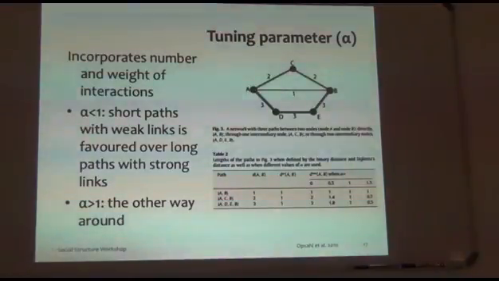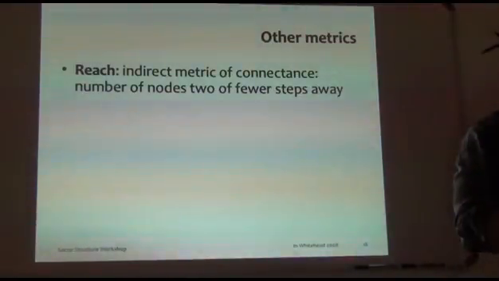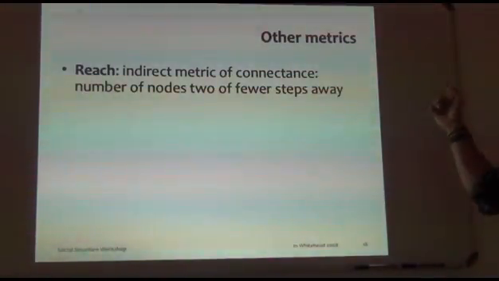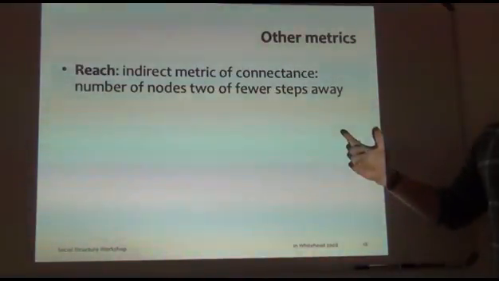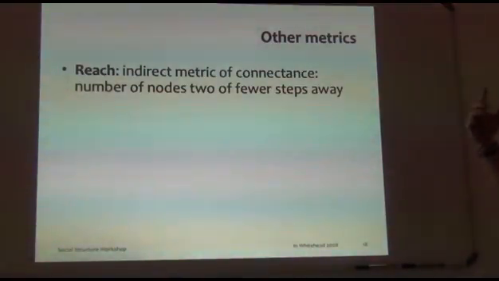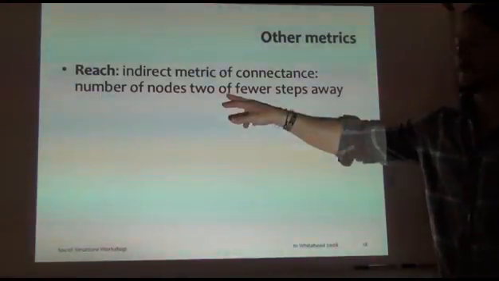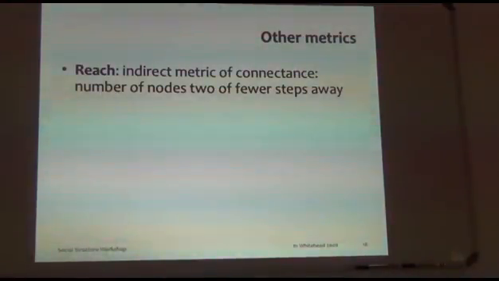Alright. So here are some other metrics that we have available. There are quite a lot of them for centrality measures. They are all more or less based on the number of interactions and short paths passing through this node. So reach is another one. All of these are available in SockRock. We can calculate them now. It's an indirect metric of connectors. It's the number of nodes, I think this should be 2 or fewer steps away. Fix that.